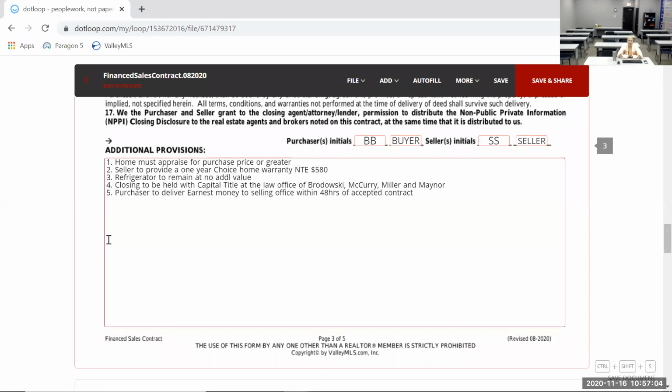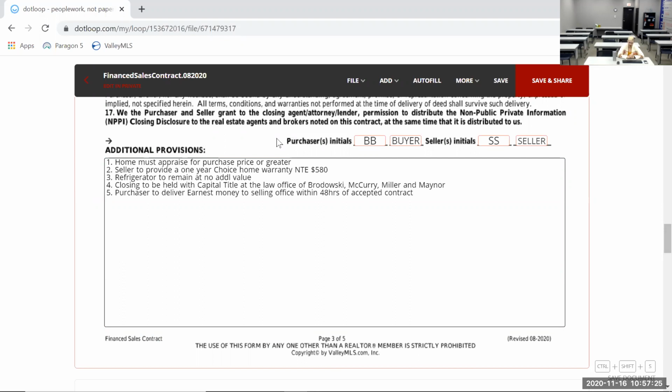All right, additional provisions. These are things that you can put into the contract, but you do not have to have in there, okay? Number 1, home must appraise for purchase price or greater. We are seeing some people waive that. It's up to your buyer's comfort level.